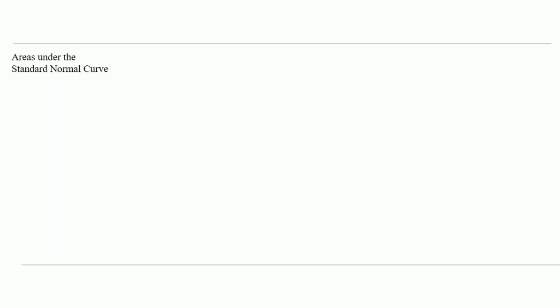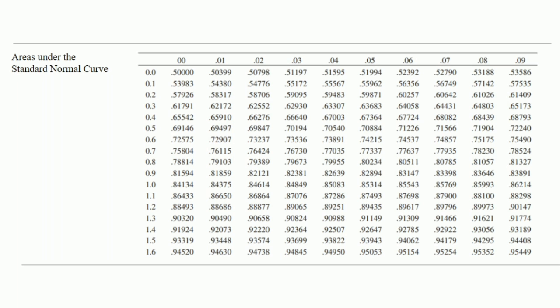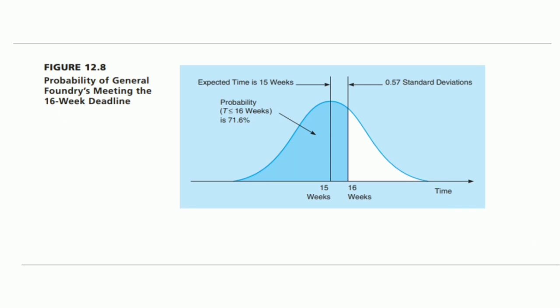Looking at the areas under the standard normal curve, in this table we are looking for 0.57, which gives the probability. The probability is 0.71566, since 0.5 meets 0.07 at 71566. That is a 71.6% chance that the pollution control equipment can be put in place in 16 weeks or less. This is shown in Figure 12.8.